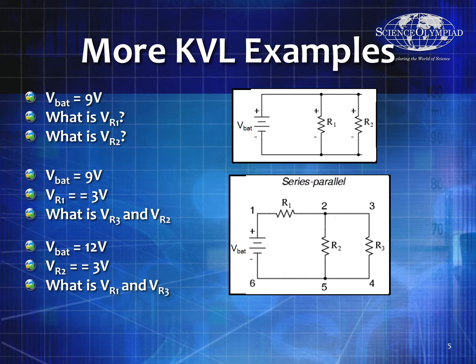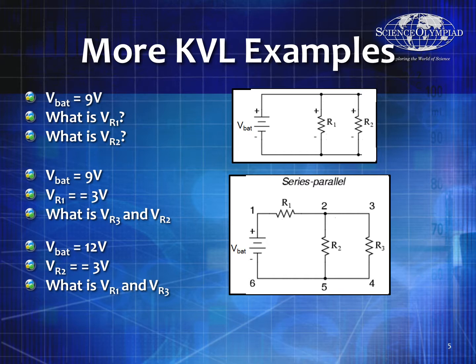Now if I do the bottom series-parallel one, where V battery is equal to 9 volts and VR1 is equal to 3 volts, what is the voltage of VR2 and VR3? Well, it's 6 volts for both of them. Between nodes 2 and 5 and between nodes 3 and 4, you have the same voltage, and it has to be 6 volts because 6 plus 3 is equal to 9.